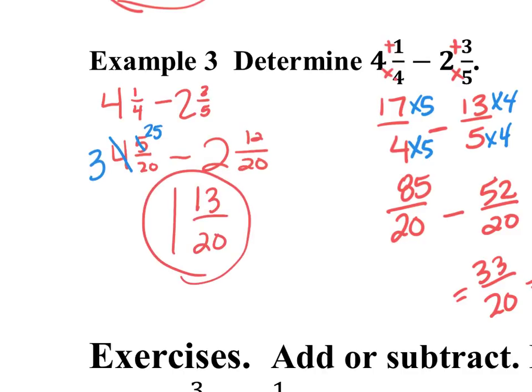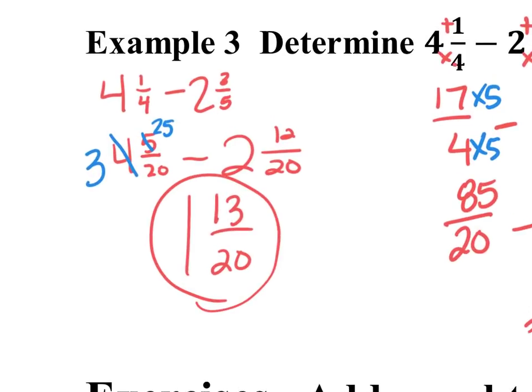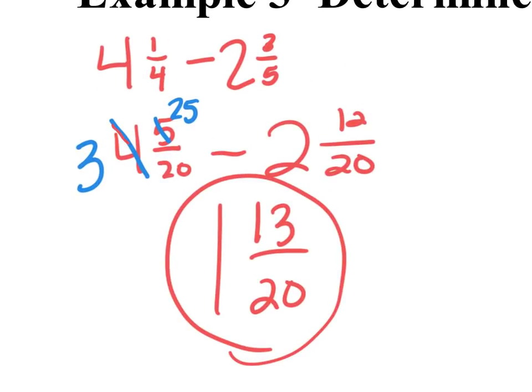Where'd you get 25 from? I borrowed it. I borrowed a whole from here, and I made it 3, right? So then I added 20/20 to this, and so then it becomes 25/20 because I borrowed a whole. And what is a whole when your denominator is 20? 20/20 is one whole. Okay.